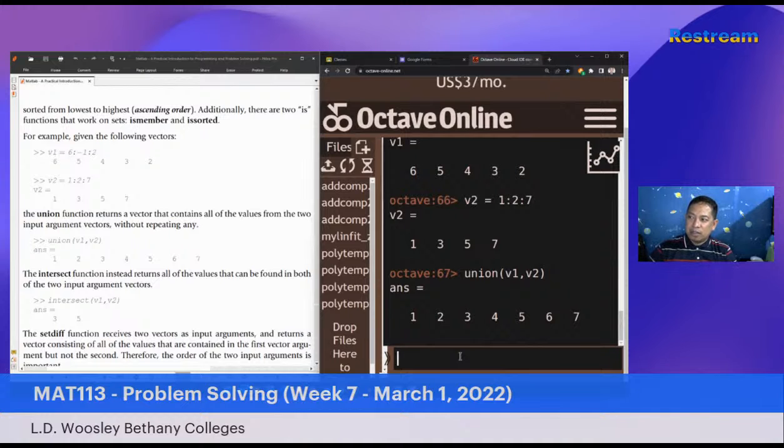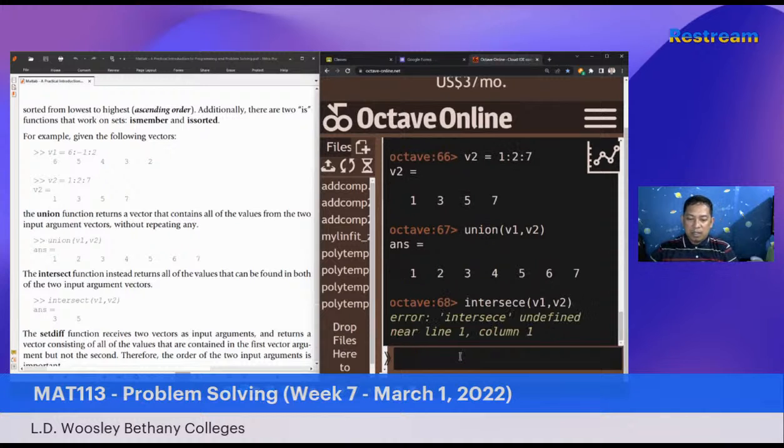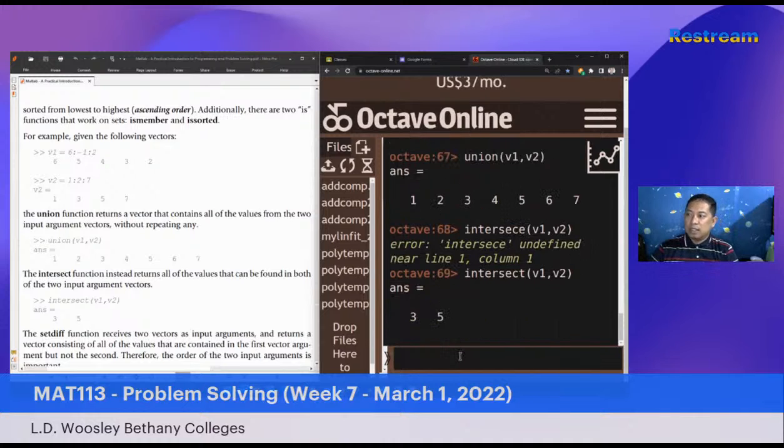Now there is also what we call intersect or intersection function. Instead, it returns all values that can be found in both of the two input argument vectors. So common, yung intersection. All right. So here, the command is intersect B1, B2. Okay. Ay, mali ako ng type. And 3 and 5 are the intersection.